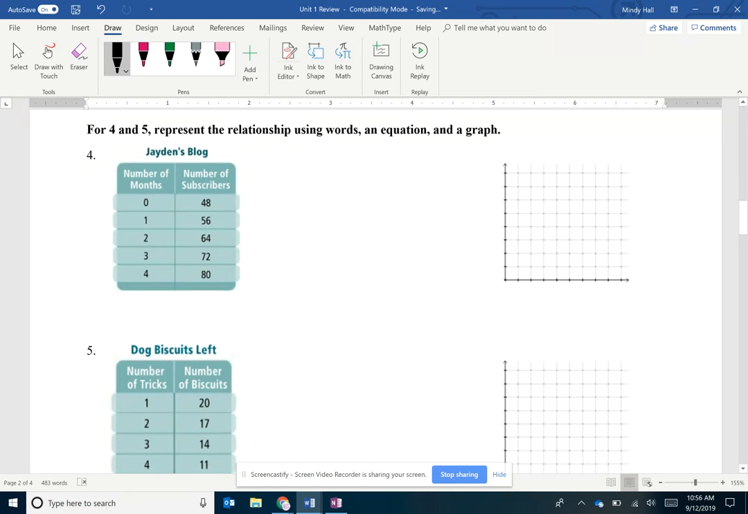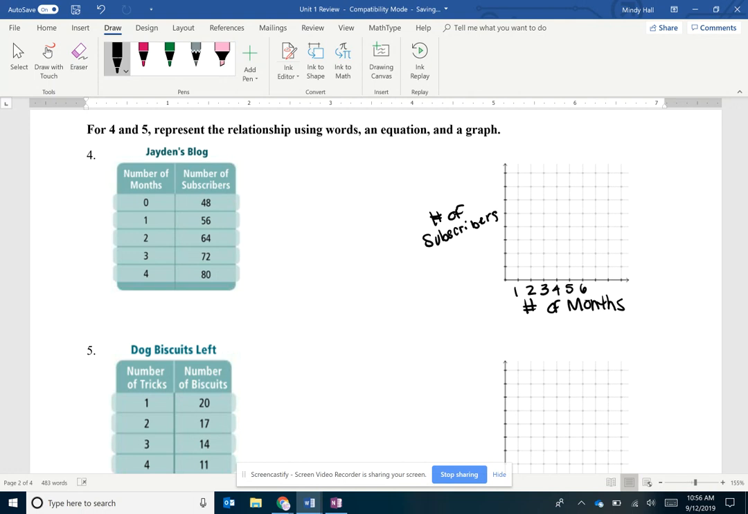Okay? So then for 4 and 5, we need to represent the relationship using words, an equation, and a graph. So if we start with Jaden's blog, the number of months would be our x-axis. And then the number of subscribers would be our y-axis, because much like my YouTube channel, the number of subscribers is going to depend on the number of months I've had it. So now looking at the number of months, I'm going to label this 1, 2, 3, 4, 5, 6. We don't even go that high.